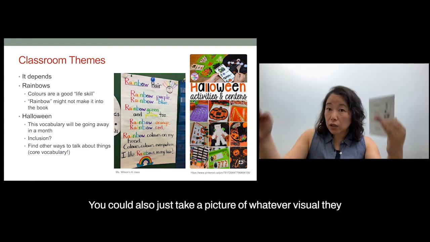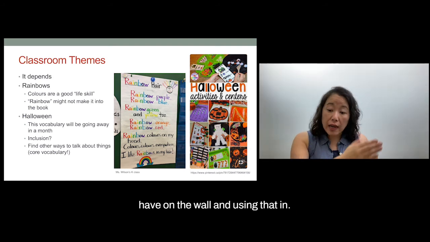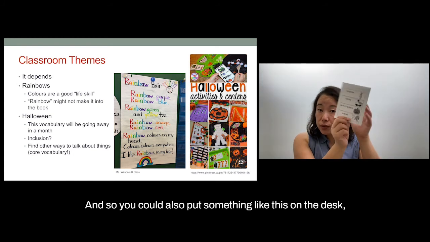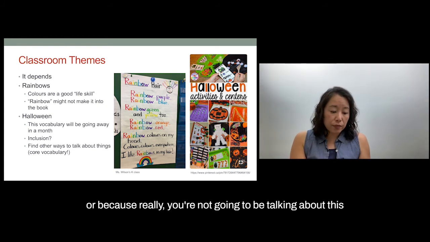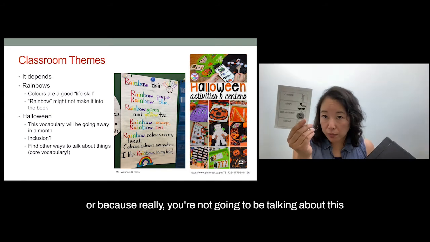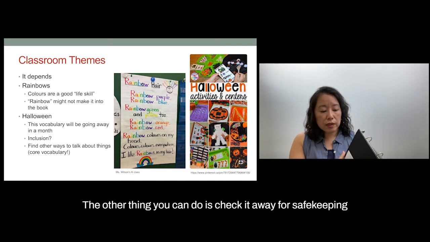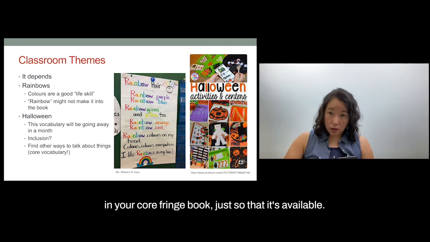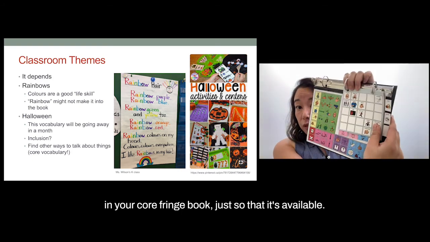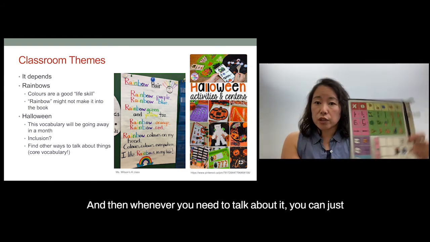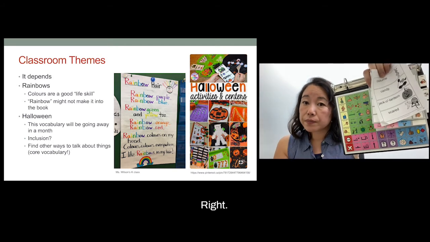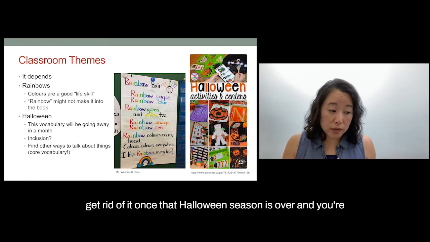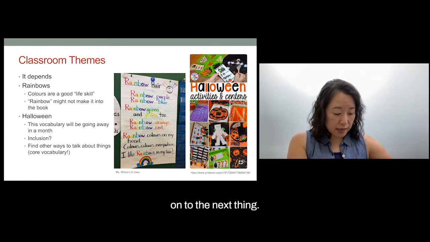You could also just take a picture of whatever visual they have on the wall and use that at the desk. You could also put something like this on the desk, because really you're not going to be talking about this in PE. The other thing you can do is tuck it away for safekeeping in your core Fringe book, just so that it's available. And then whenever you need to talk about it, you can just pull it out and sort of do this, right? That's quick and dirty, and you can just get rid of it once that Halloween season is over and you're on to the next thing.